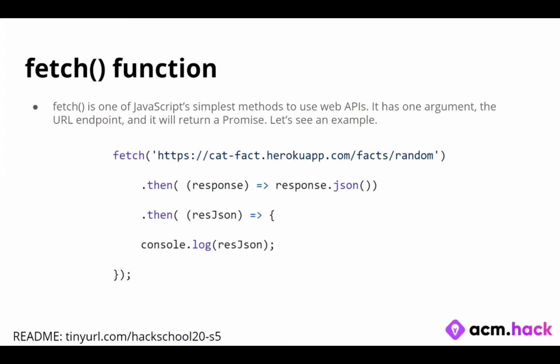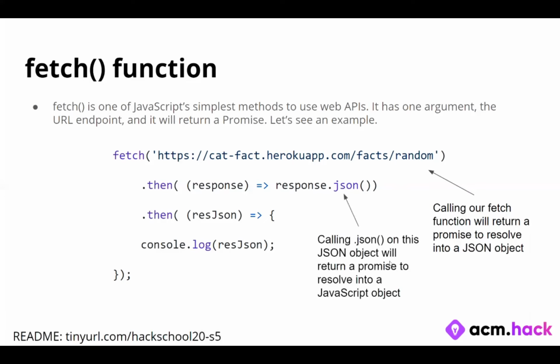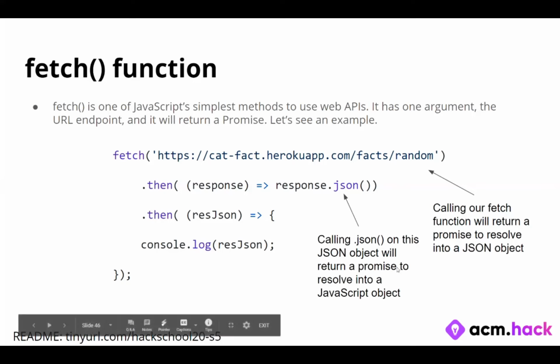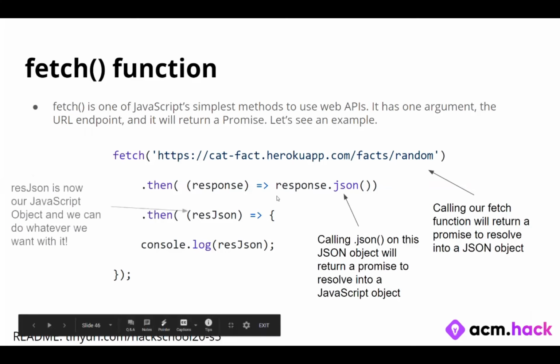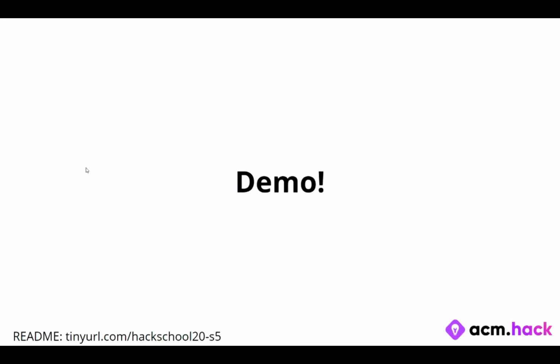Let's go over what we did again. Calling our fetch function will return a promise to resolve into a JSON object, and we call .json on this. Remember that .json is a predefined JavaScript method that we can just use. This .json will return a promise to resolve into a JavaScript object. And now res.json is our JavaScript object, and we can do whatever we want with it, right? So let's have a demo, okay?